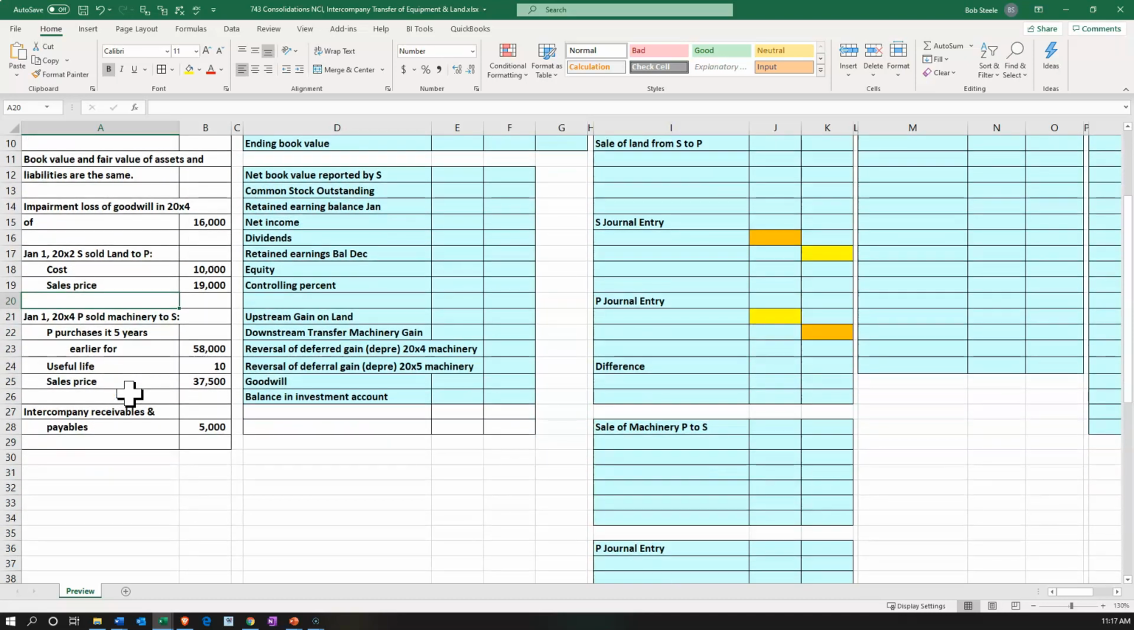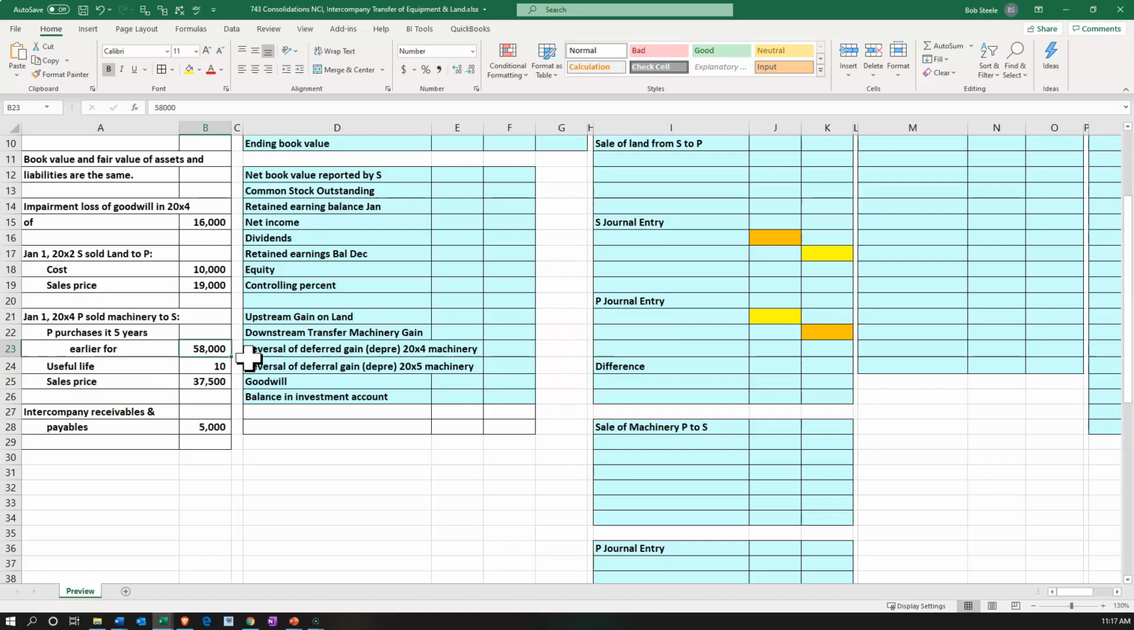And then on January 1st, 2000 X4, P sold machinery to S. So now it's going from P to S. That's a downstream transaction, parent to subsidiary. P purchased it 5 years earlier for 58,000. So we're going to say, this is what was originally purchased for 5 years ago by P.